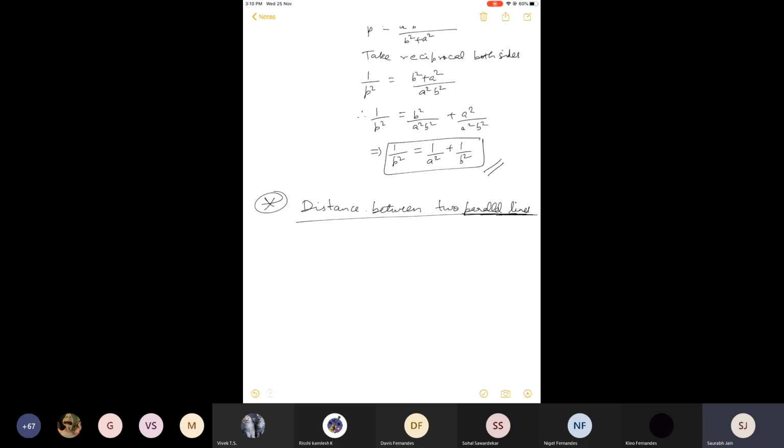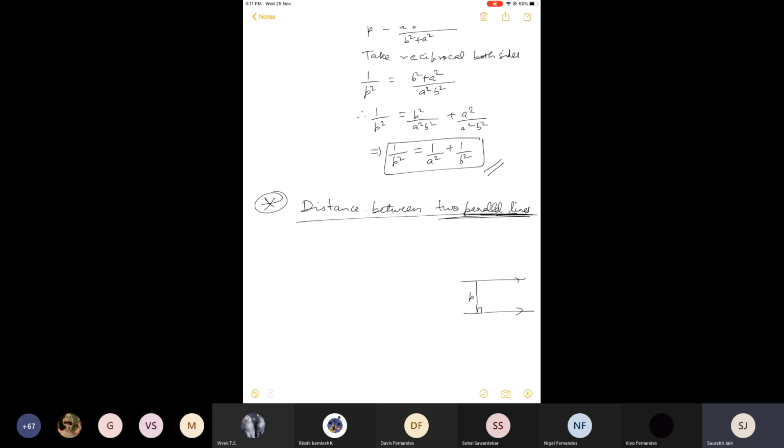Alright, so this is the last article. Now again, distance between two parallel lines. See, there may be so many distances, but when they are talking about some formula, that distance is actually the perpendicular distance between the parallel lines. Okay, so it is similar to the previous formula, and it deals with distance between two parallel lines.